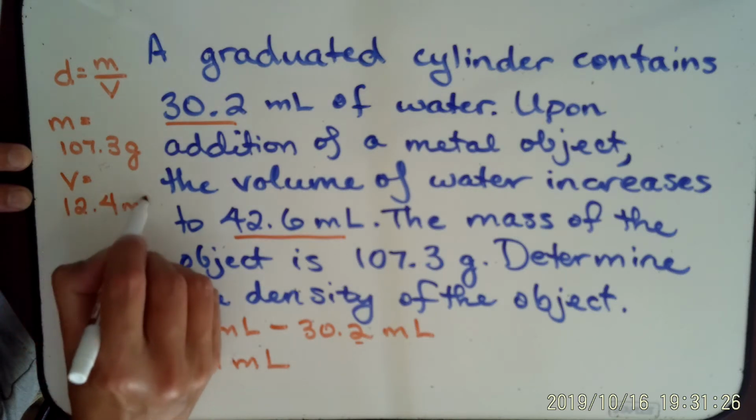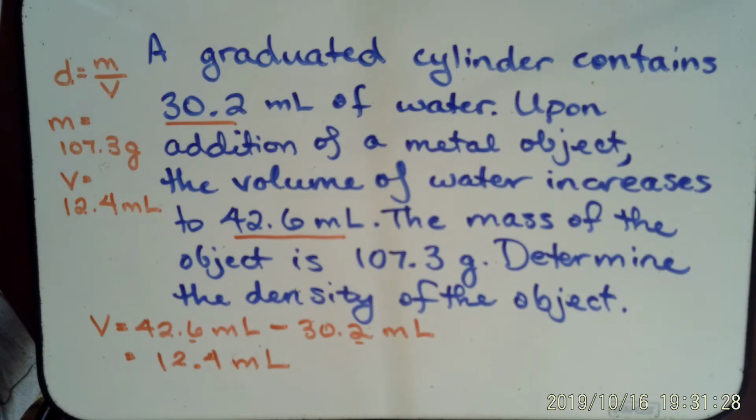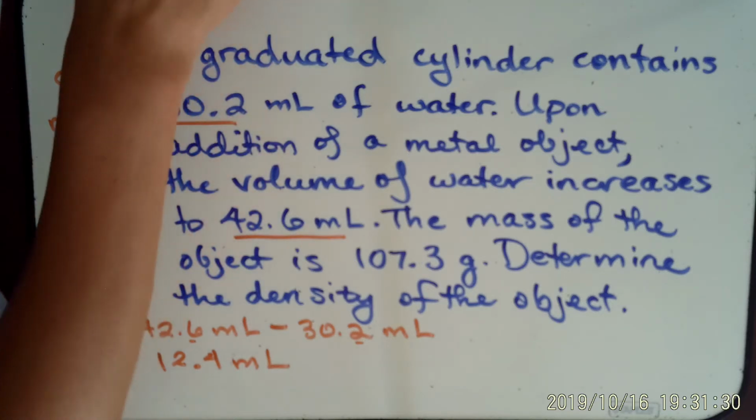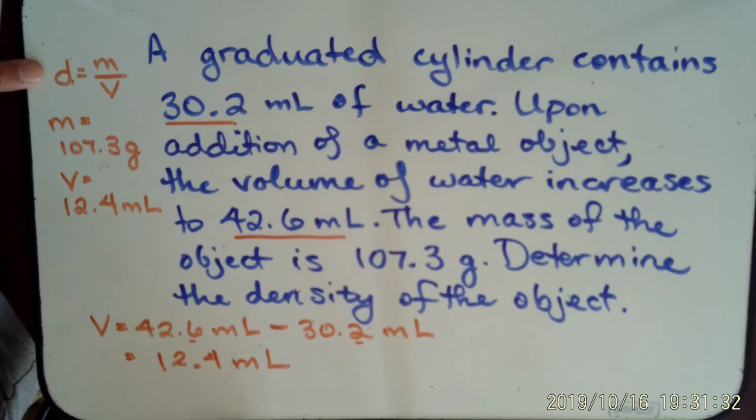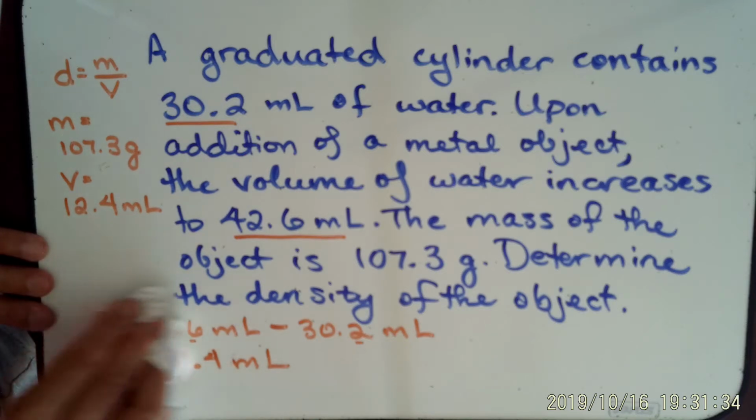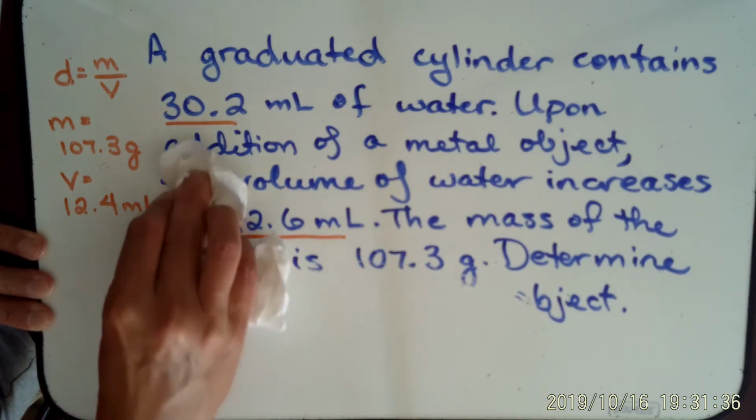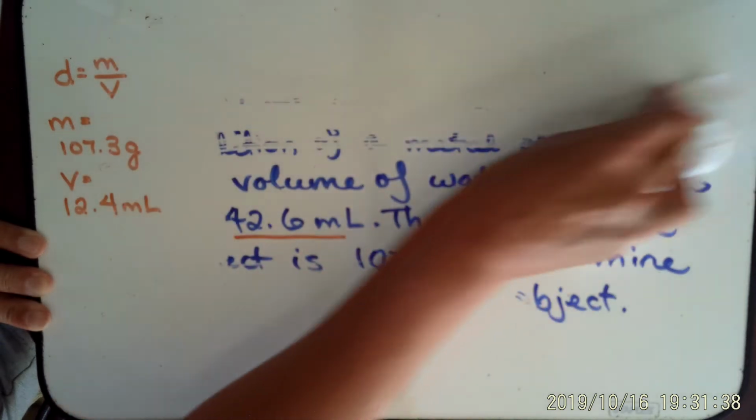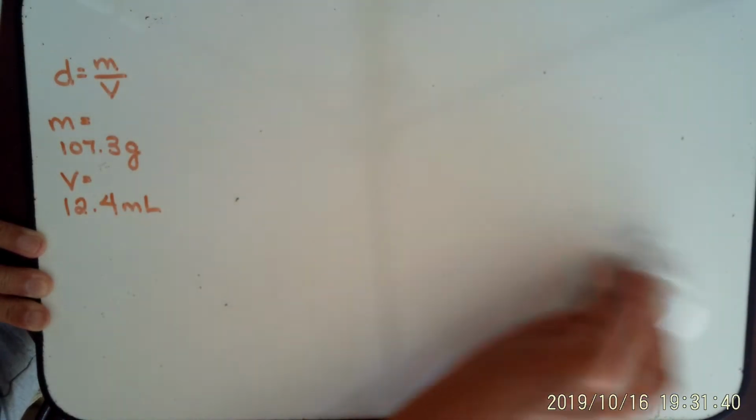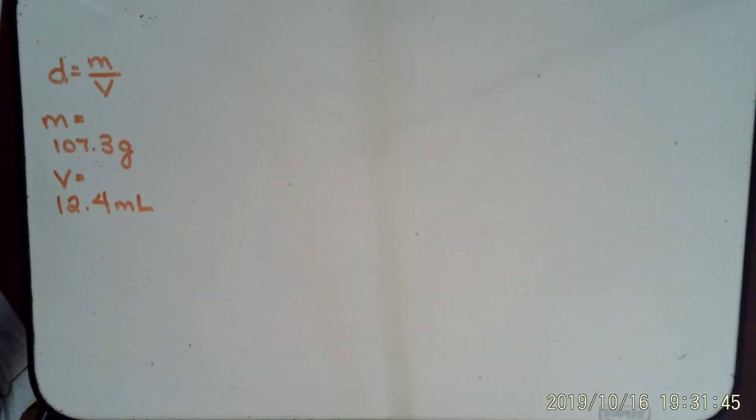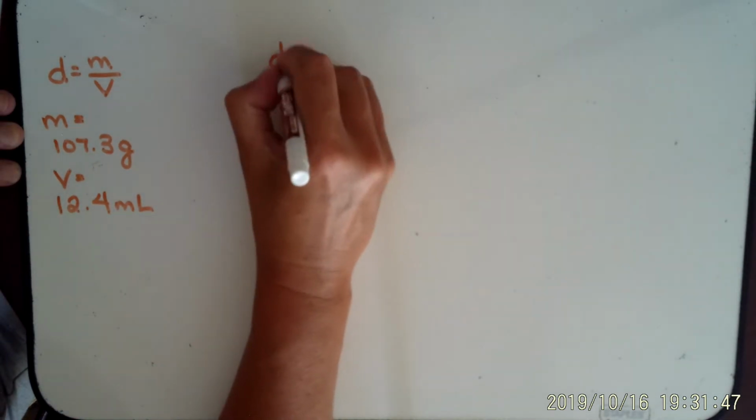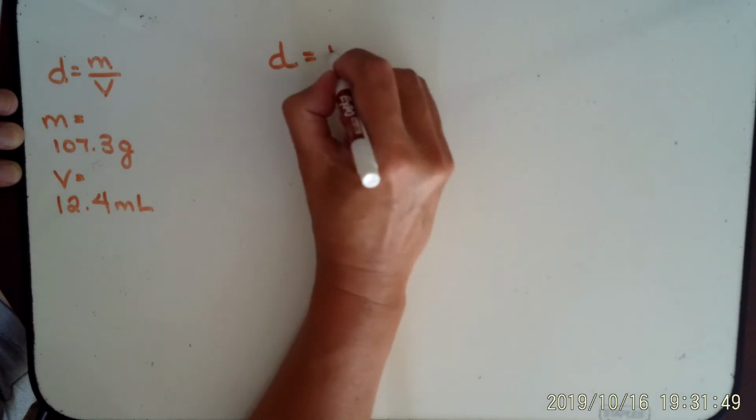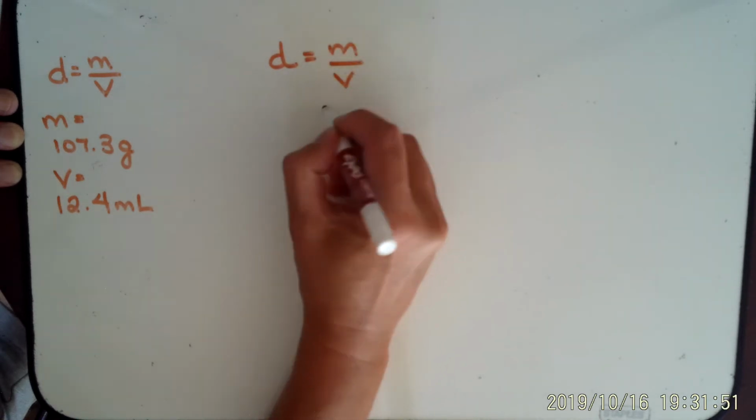12.4 milliliters. Okay, so now I'm going to erase it, and we're going to do step 2, which is putting all our values in the formula. So in step 2, since we have all our values, we put it into our formula. Density is equal to the mass over the volume of that object.